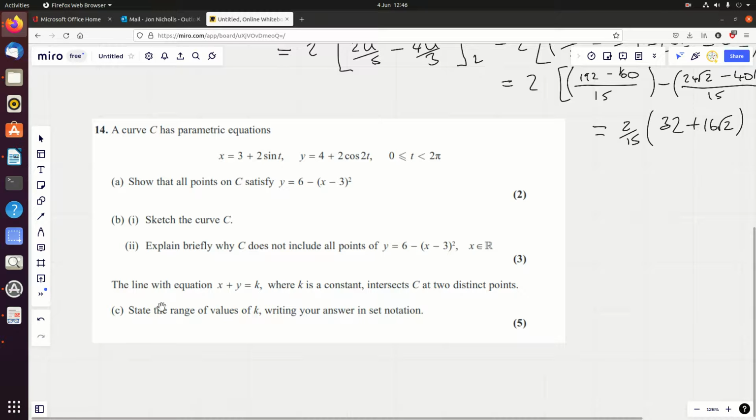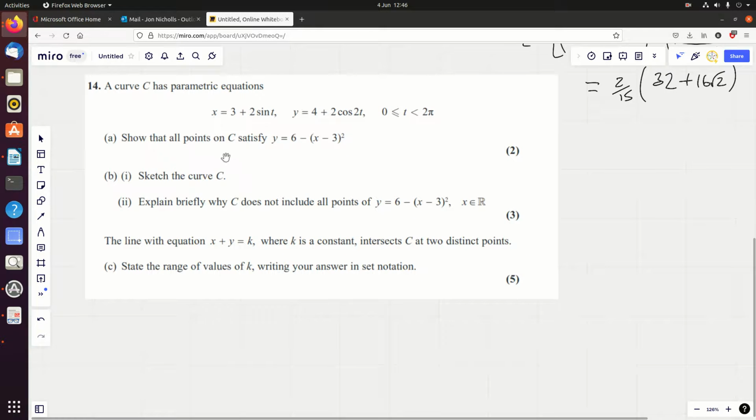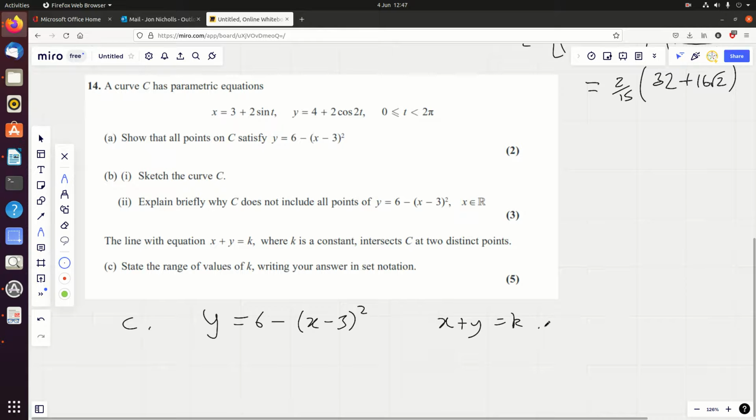Let's have a go. The line with equation x plus y equals k intersects C at 2 distinct points. Now, we've already shown that C is really this quadratic: y equals 6 minus (x minus 3) squared. That's C. And we've got this line x plus y equals k. And we know it intersects C at 2 distinct points. This sounds to me like one for the discriminant, yeah? Now, I'll show you what I mean.